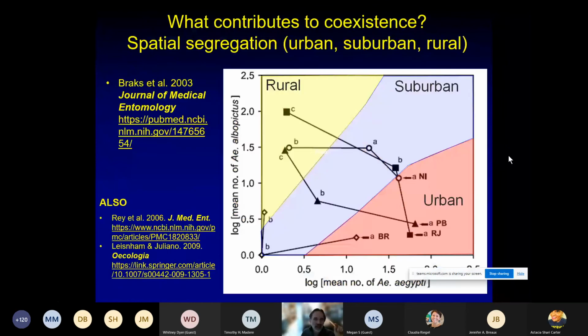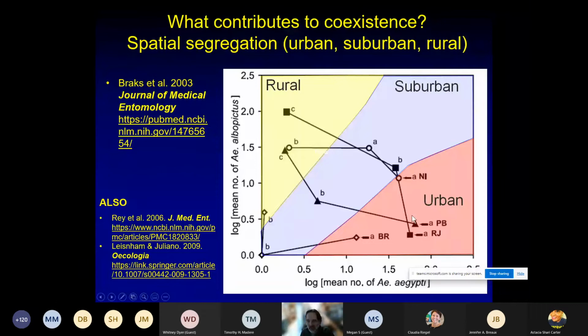What about this coexistence question? What do we see when we look at the distribution of these species in nature? Well, first, you often see them coexisting. These are data from both Brazil and South Florida from a paper by Marita Brox.